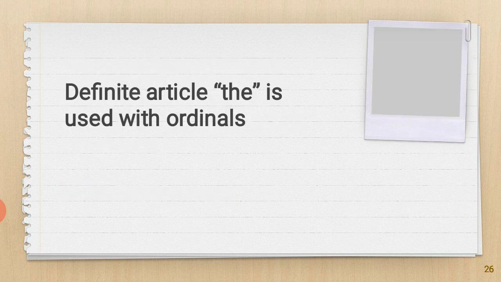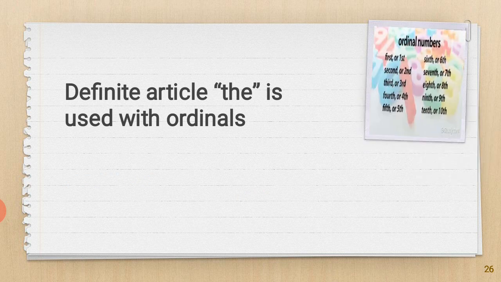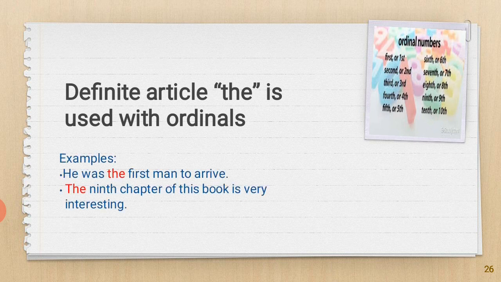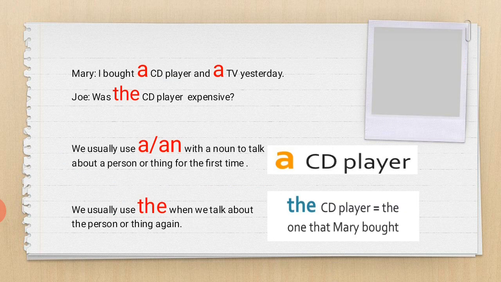Definite article the is used with ordinals. Can you see in the picture what are the ordinal numbers? First, second, third, and so on. So with ordinals, we also use the. He was the first man to arrive. The ninth chapter of this book is very interesting. Okay, so we use the with the ordinals also.